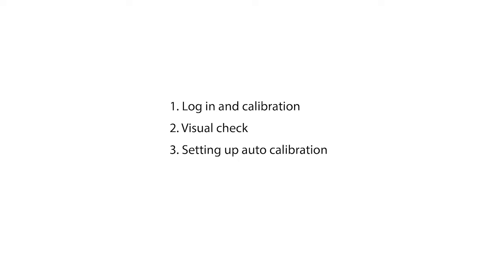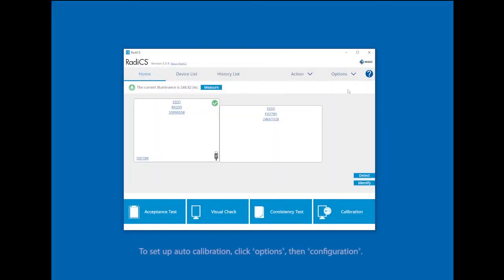The final part of the tutorial is setting up auto calibration to ensure your monitor is calibrated without the need to physically sit there and calibrate the screen. To set up auto calibration, click Options, then Configuration.